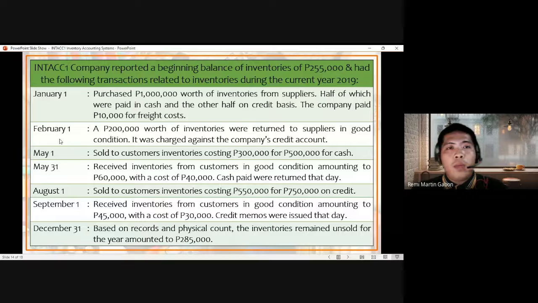Then February 1, 200,000 worth of inventories were returned to suppliers in good condition. It was charged against the company's credit account, which means the transaction is relating to a purchase transaction. So we're referring to inventories returned to suppliers. What does it mean? Diyan magbe-base yung magiging debit natin. Okay? Because instead of returning cash, what was done is to decrease the accounts payable of INTACC1 company.